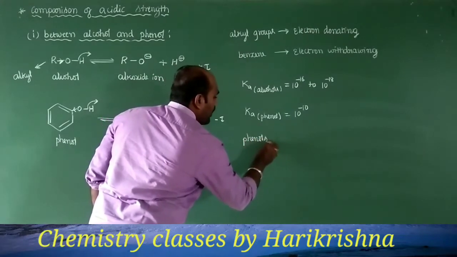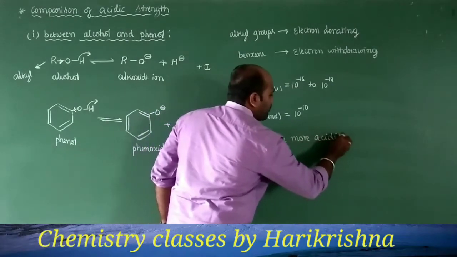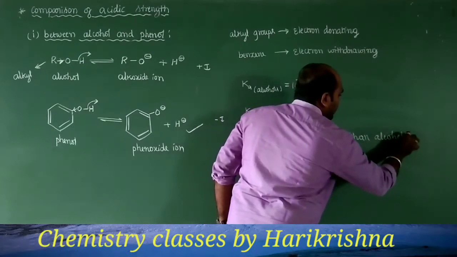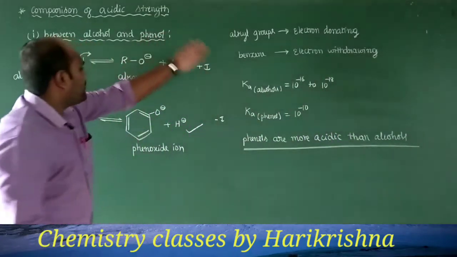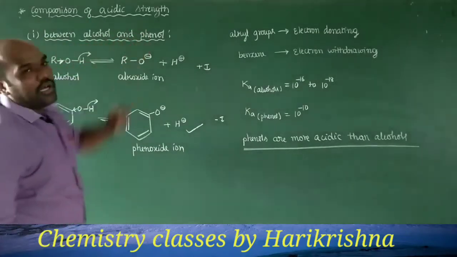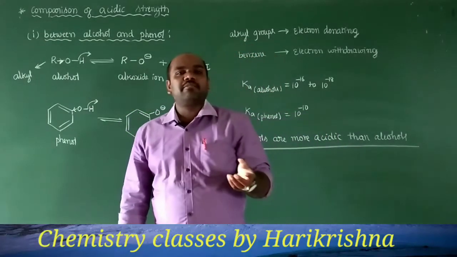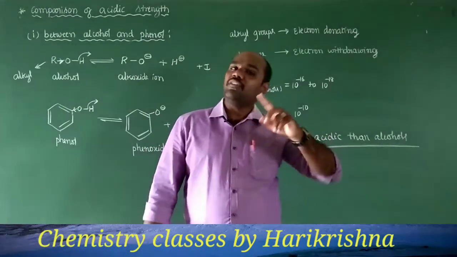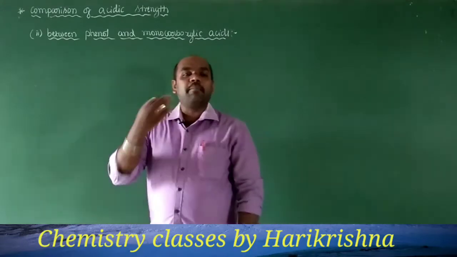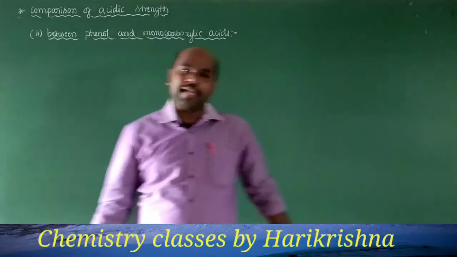phenols are more acidic than alcohols. This is the conclusion we can draw from the discussion we made under the comparison of acidic strength between alcohol and phenol. And now we shall observe the comparison of acidic strength between phenol and monocarboxylic acids. Now we shall see the comparison of acidic strength between phenol and monocarboxylic acids.